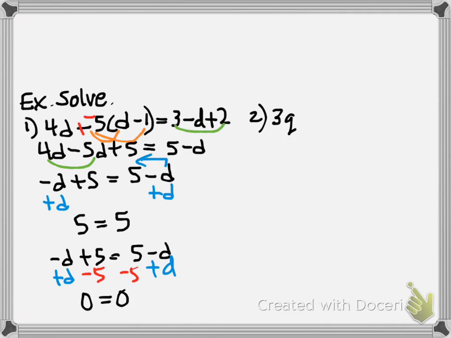No, we're not done yet. I said hold off on the answer. We haven't finished. So we've got 3q plus 6 minus 5q equals 8 minus 2q plus 1.